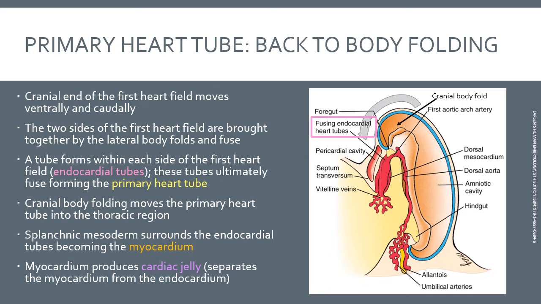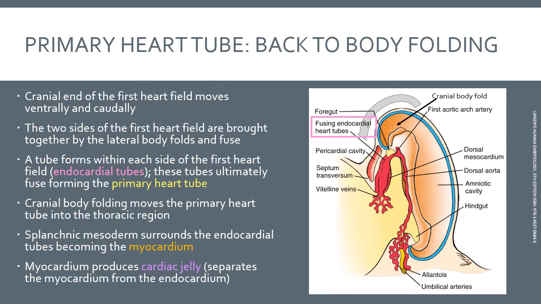Now, within the first heart field, on either side, remember it's a crescent shape, so there are parallel sections of first heart field running down the length of the embryo. So within each side of the first heart field, you get a space or a tube that forms, and those are the endocardial tubes. And those tubes ultimately are going to be brought together and fused to form the primary heart tube.